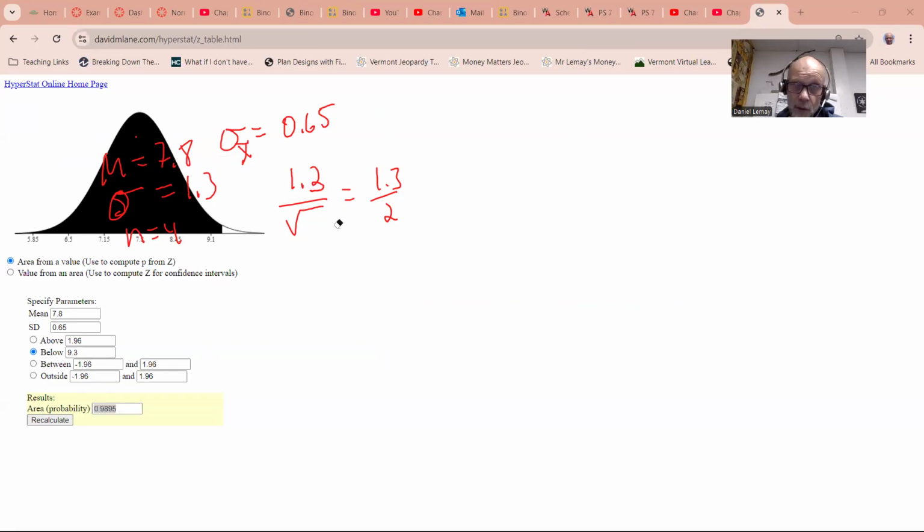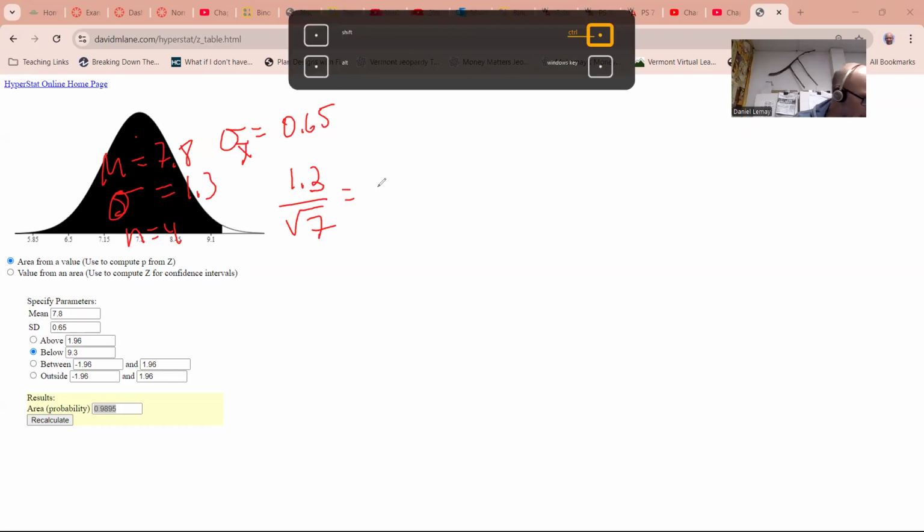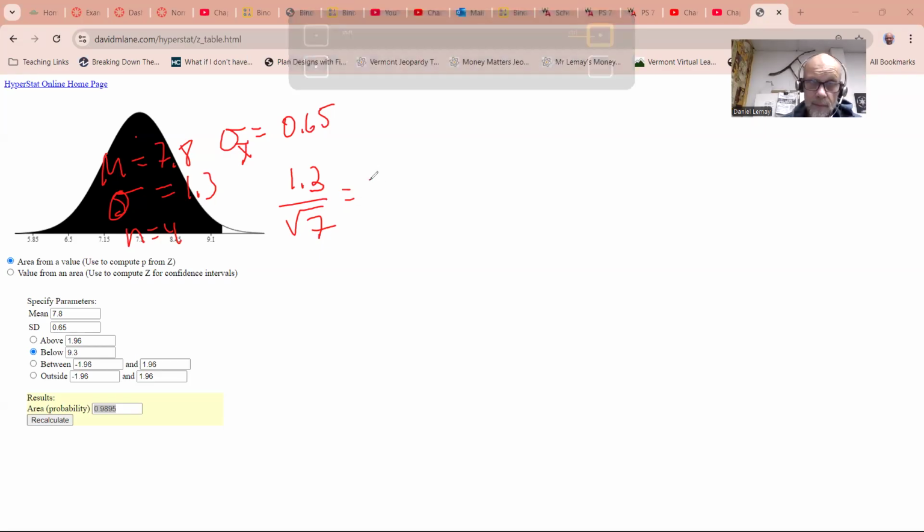Now, the other one was a sample size of 7. So I'm going to change the 4 to a 7. Here, why don't I erase that answer? So it's going to be 7, and I'm just going to do this on my calculator. 1.3 divided by the square root of 7. I'm getting 0.49. See, with a bigger sample, the standard deviation is smaller. Okay, and I better write that down in case it should be right on top of the screen.